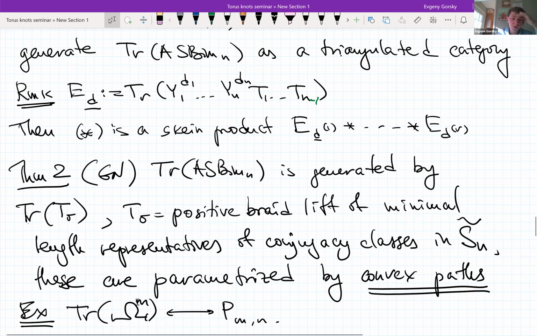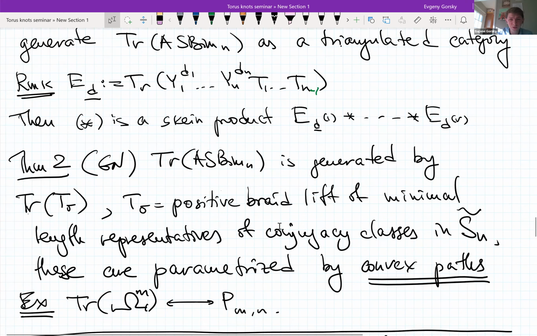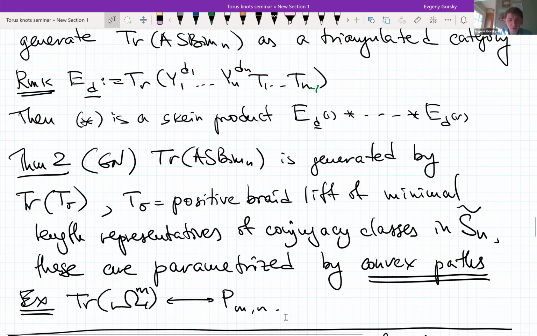So in particular, if you have just omega to the m, just this element, that has length 0. And so it definitely has minimal length in its conjugacy class. And so that corresponds to P_{m,n}. And so in this sense, we can see P_{m,n}'s pretty clearly. But again, this is a technical thing, and I'm happy to discuss this if anyone is interested.